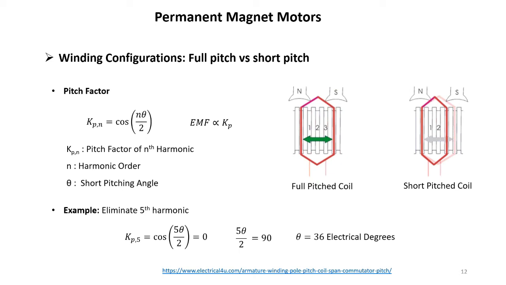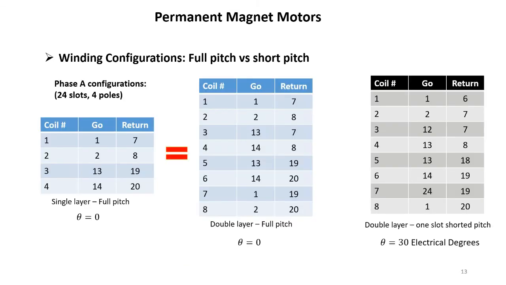For example, if you want to eliminate the fifth harmonic, meaning you want Kp5 equal to 0, you just need to make sure that 5 theta divided by 2 is equal to 90, and it means you need to make a 36 electrical degree reduction. But in reality, it's not possible because this angle is not completely in our hands. It just changes based on the number of slots, and it doesn't have that much flexibility. But let's see how it will be.